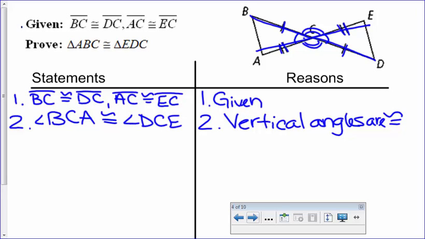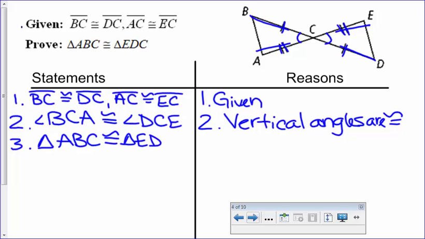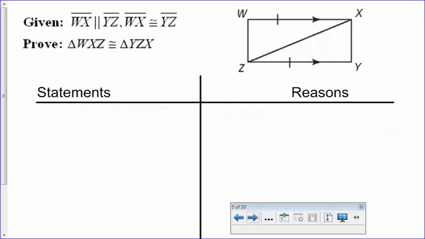Now, let me erase the extra things that I've marked. We have our 2 sides from the given, and then we have our vertical angles from just our knowledge that vertical angles are always equal. So now looking at our diagram, is that enough to say that those 2 triangles are congruent? Sure. Triangle ABC is congruent to triangle EDC. And if we look at the markings, we have side, angle, side. So our reasoning for this is side, angle, side. All right. Moving on to our next proof, go ahead and draw this out.